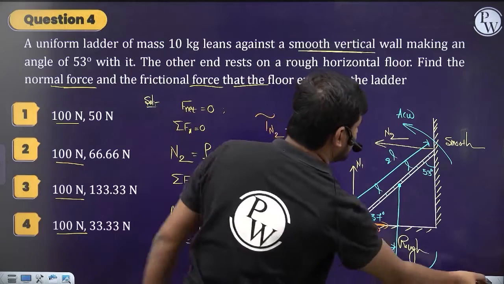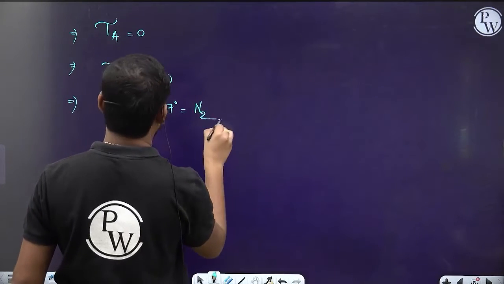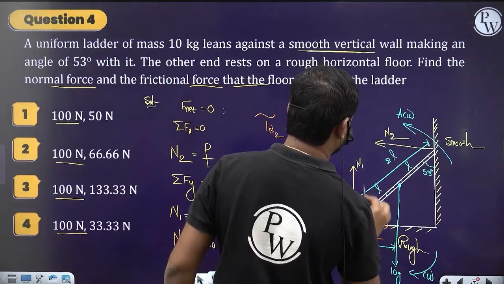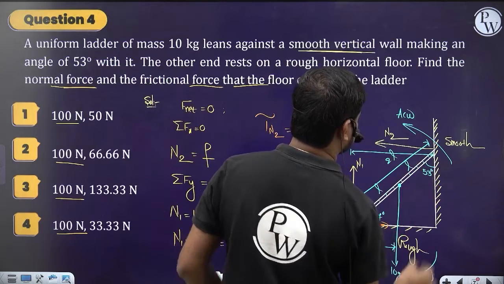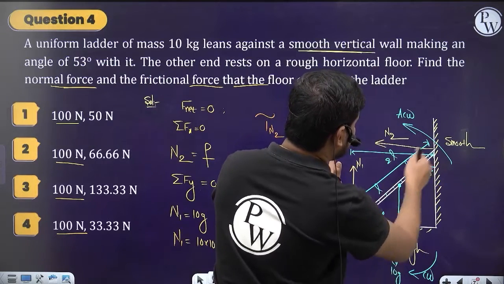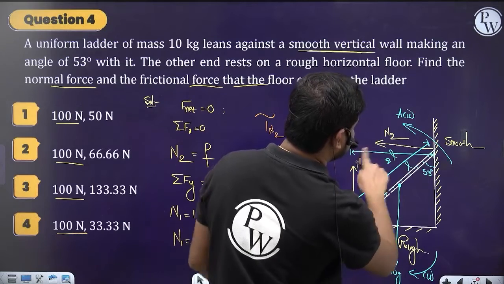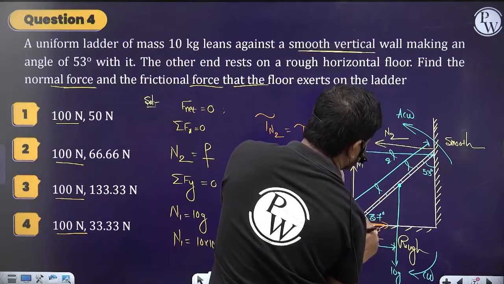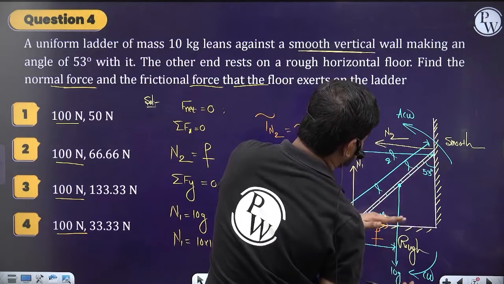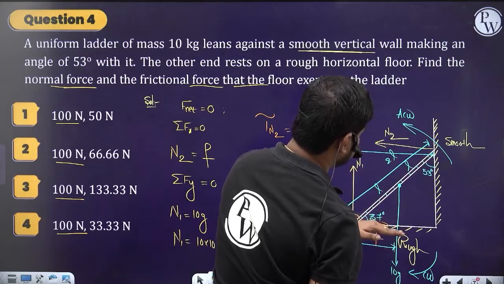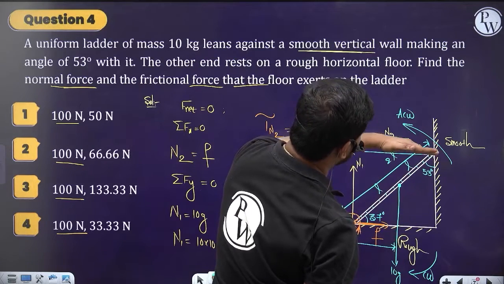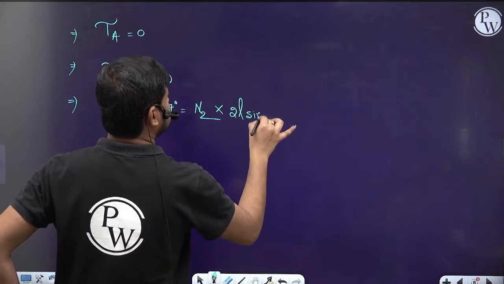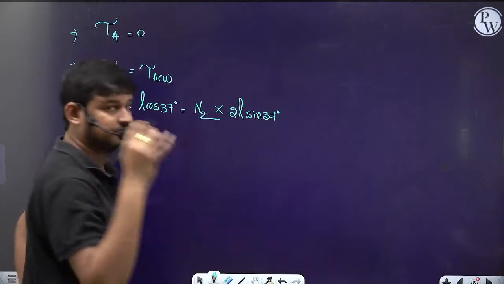The torque due to N2 will be the force N2 into what is the distance? N2 will be at a distance, this total distance. What will be this total distance? This is 2L and this angle is 37, so I can say 2L sine 37. The total length is 2L and this angle is 37 degrees, so obviously its perpendicular component will come, 2L sine 37. Understanding, guys? Clear? Right?